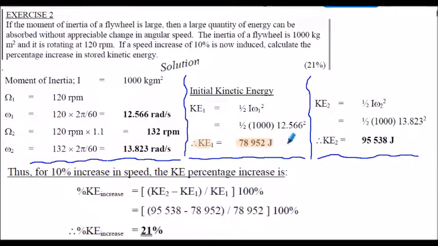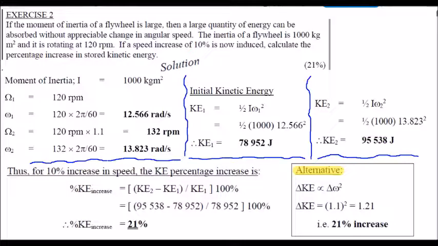Okay, so my KE1 I get is 78,952 joules or newton meters, whatever you want to use. So that gives me the KE1 I'm going to use in my equation in a moment to find the change in kinetic energy. And my KE2 calculated, I get 21%. So that change in speed of 10% there, my change in kinetic energy is actually 21%. This is just for reference really, you can work it out by just looking at the change in the omega. It's a 1.1 factor in the omega, and by squaring that you can work out the same value. But I just wanted to go through the process, making you aware of the kinetic energy formula.